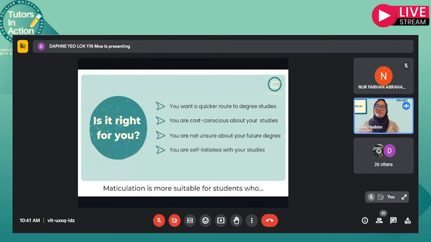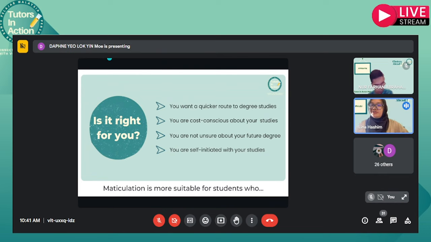So if you think that you cannot do that, then I don't think matriculation is for you, but you can try. You can always try. You can learn. I have friends who got like 6 A's during SPM, but in matrix, they got 4 flat during first semester. So I think it all depends on you, and your lecturer might be really, really helpful.